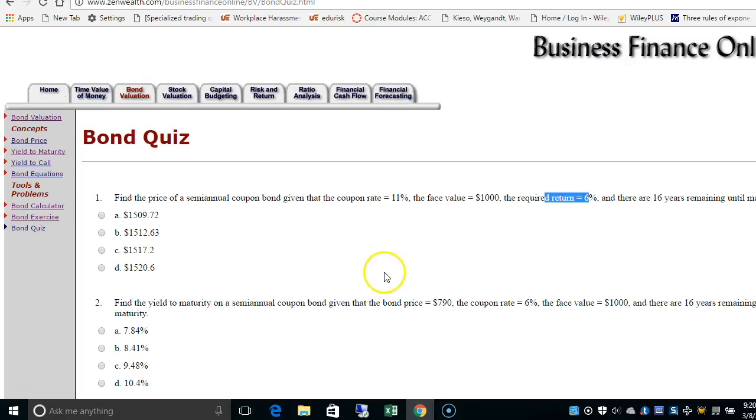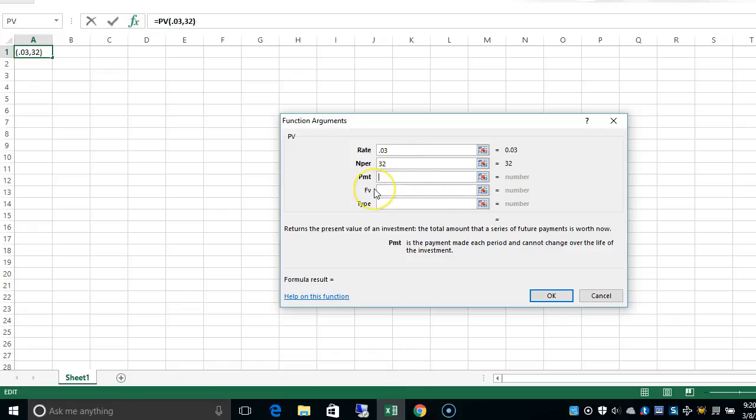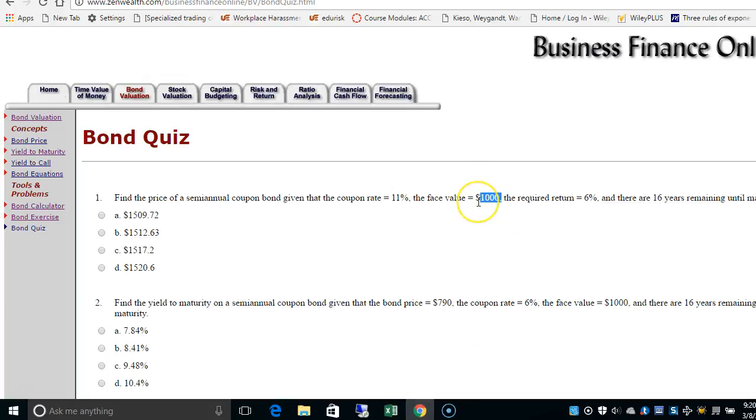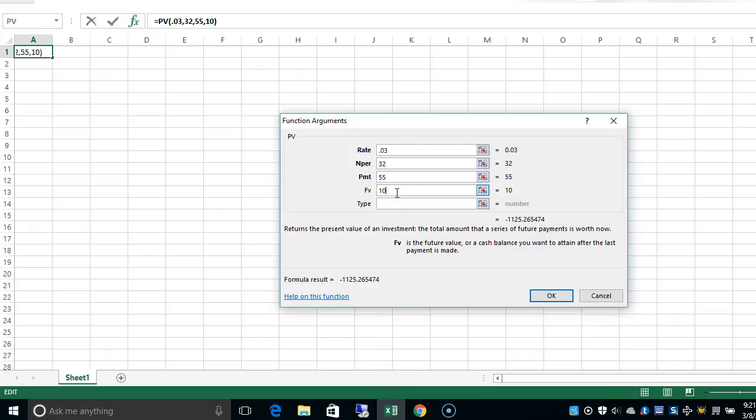As an investor, we're going to get a series of cash flow. That cash flow is essentially 11%, the coupon rate, times $1,000, which is $110 a year. But because it's paid semi-annually, we will get $55 a period. The face value is $1,000. As an investor, we're going to get $1,000 back at the end of 16 years or 32 periods. That's our future value.